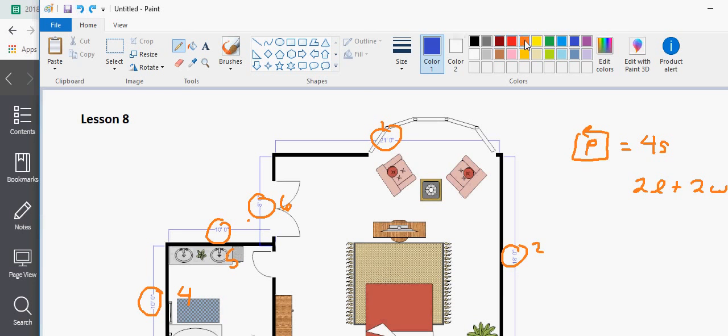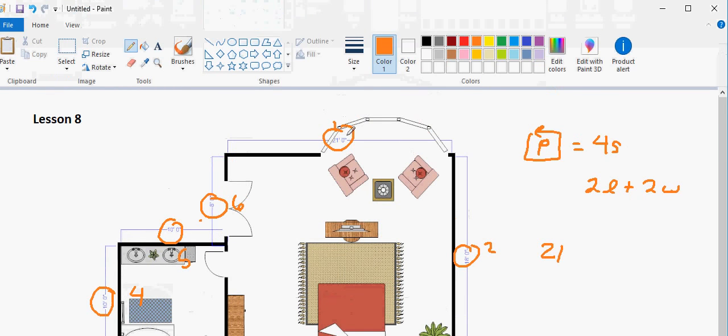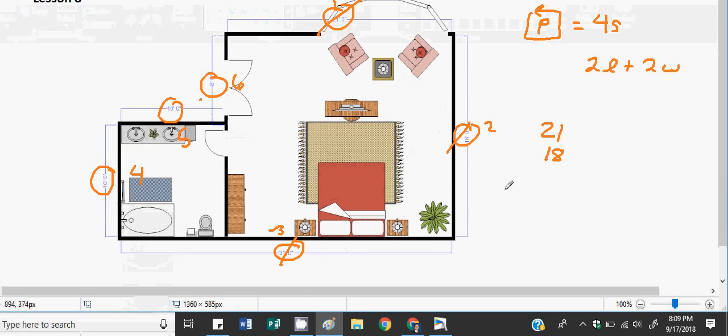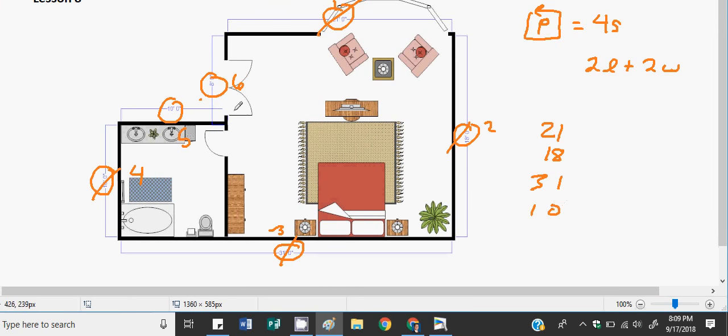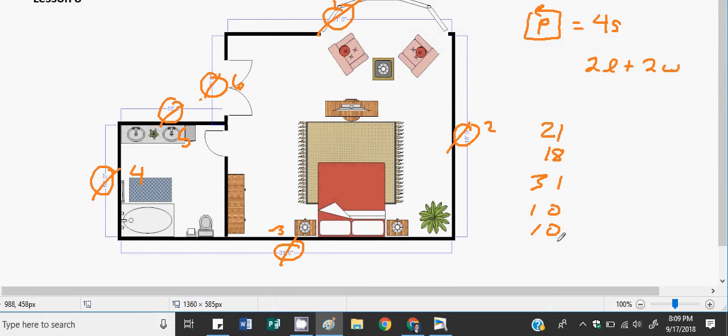Let's keep it simple and just try adding up all the sides. 21 feet right here, maybe I cross off on my drawing, plus 18 feet plus 31 plus 10. It's 10 again, square bathroom, and 8, and that's why I cross off, so I know I'm at the end. The perimeter will be all the sides added up. 98 feet, I think.